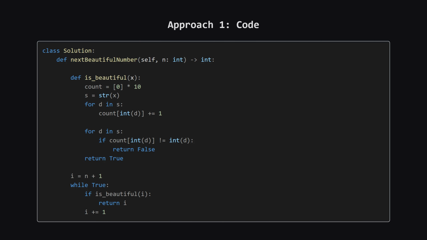Alright, here's the Python code that puts it all together. You can see our helper function, which I've called is_beautiful here. It does exactly what we just described. It creates a count of each digit, and then checks if the counts match the digit values. The main part of the function then starts a simple loop at n+1. It keeps checking each number using our helper until it finds the one it's looking for and returns it.